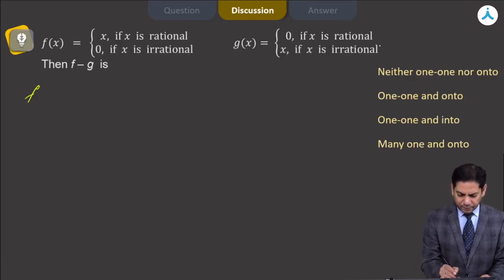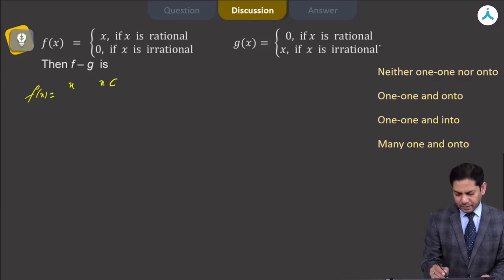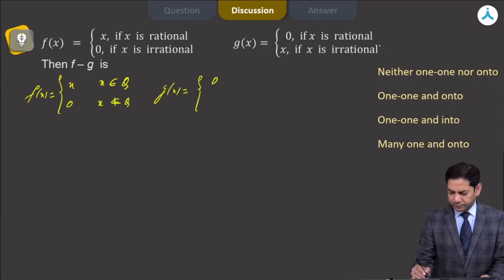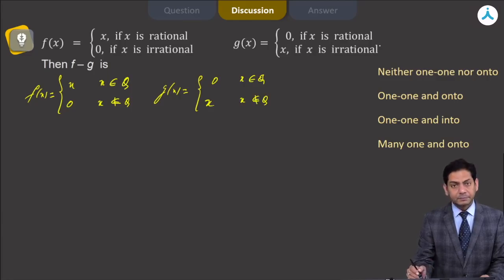and further let's write it in a simpler way. F of x is equal to x if x is a rational number. Let's denote that set by Q, and that is equal to 0 if x is not a rational number, and g of x is simply 0 if x is a rational number and equal to x if x is not a rational number.